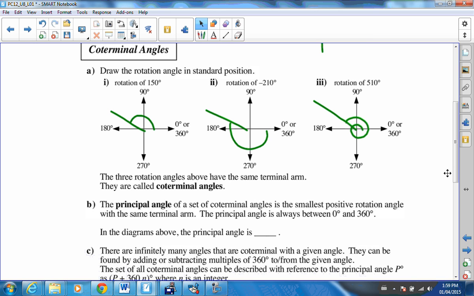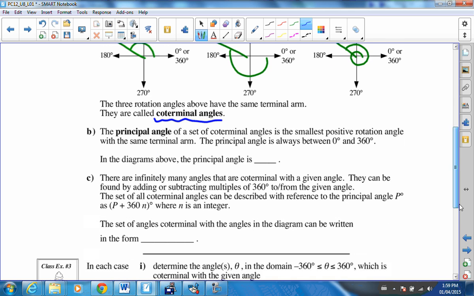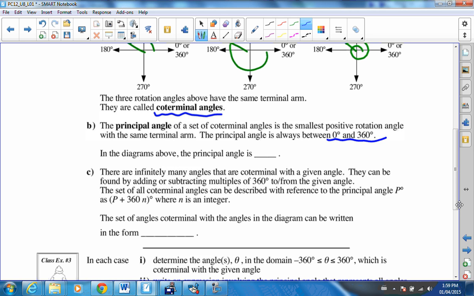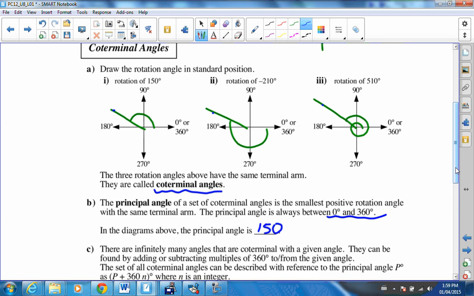Now, if you'll note, all of these angles go in the same direction, same place. So these are all what we call coterminal angles. Coterminal angles terminate in the same place. The principal angle is the one in this set of coterminal angles with the smallest positive rotation angle. So our principal angle is defined as always being between 0 and 360. The principal angle for all three of these is 150, because this one here ends up being the principal angle.